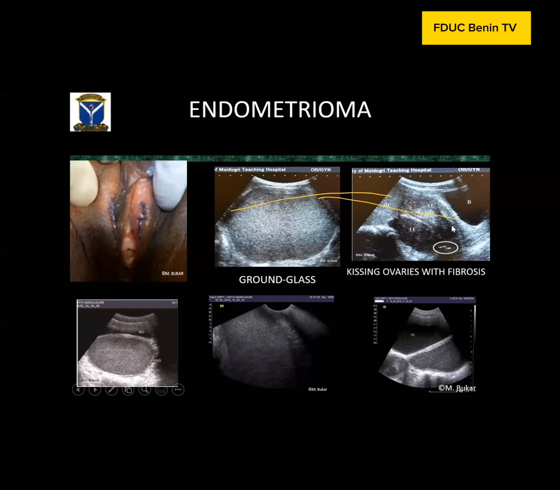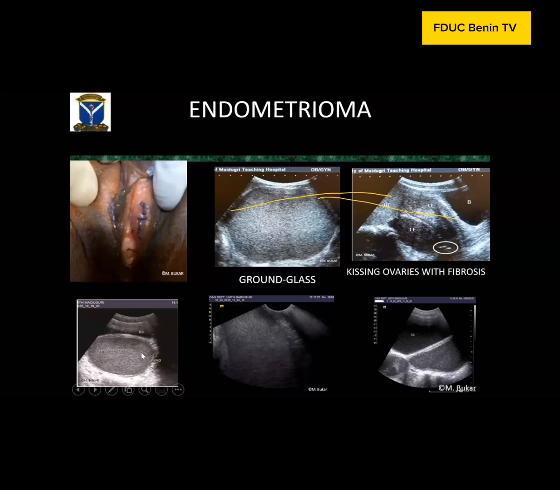If she was not a virgin, when you apply pressure upwards, the uterus will not slide over this mass. Both the uterus and the mass will move together. So that tells us that the sliding sign is negative. And that is also a feature of adhesions. Now, this is a ground glass appearance, another ground glass appearance here, and another one here.